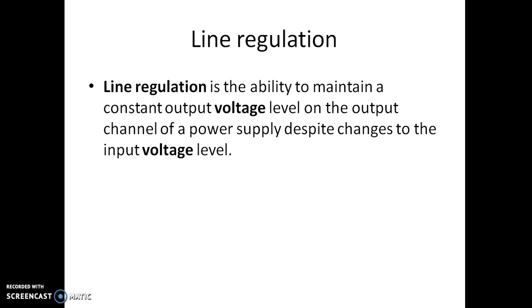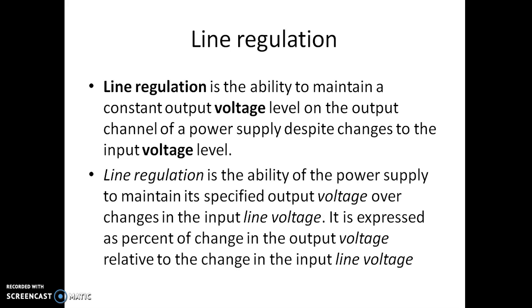Again, we shall see what line regulation is in more detail. Line regulation is the ability to maintain a constant output voltage level on the output channel of a power supply despite the changes in input voltage level. As we discussed in the previous slide, you should maintain the output voltage constant in spite of the variations in the input level. Again, one more definition.